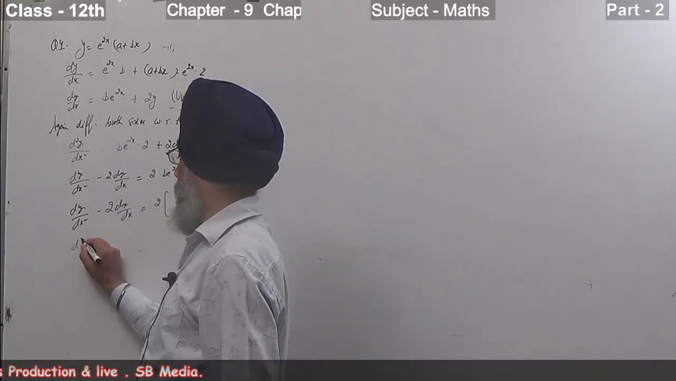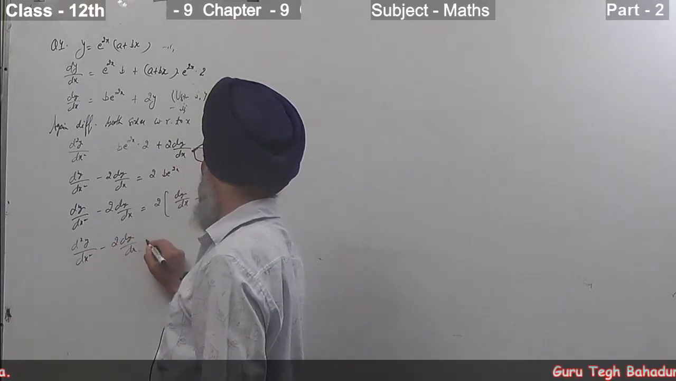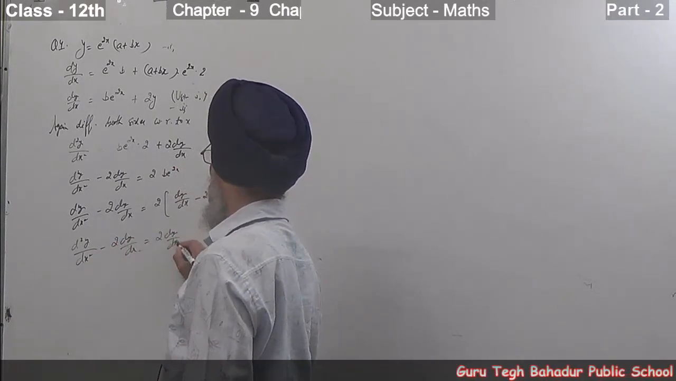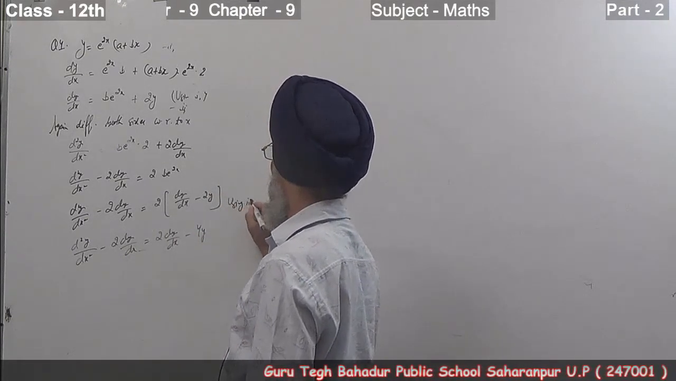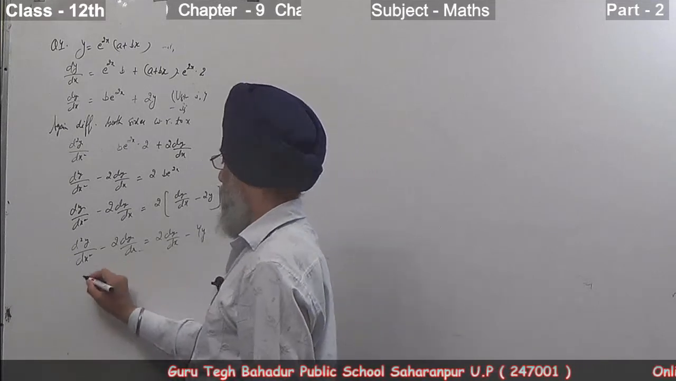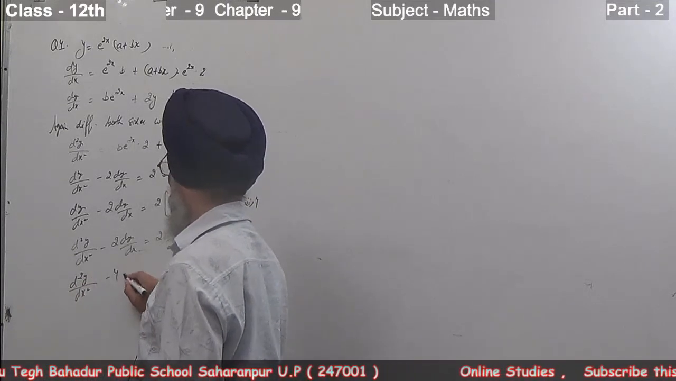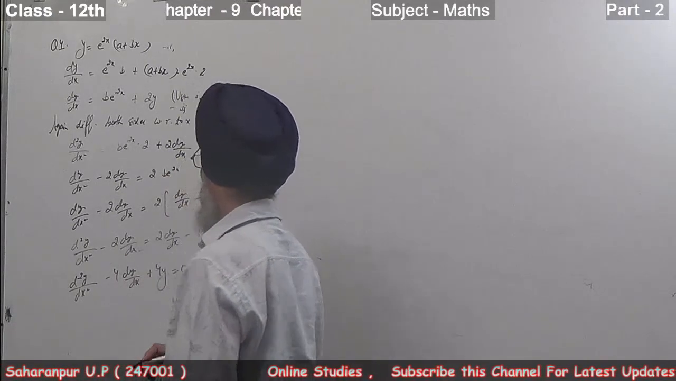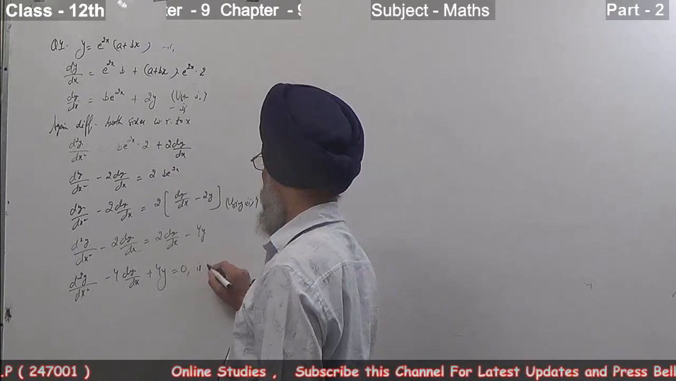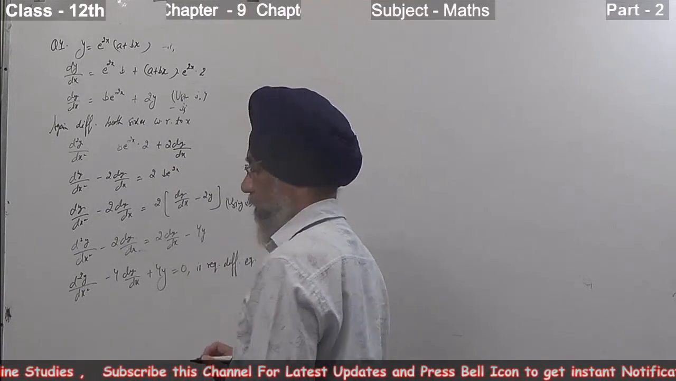So it's d square y upon dx square minus 2 dy by dx equals 2 dy by dx minus 4y, using second. So it is d square y upon dx square minus 4 dy by dx plus 4y is equal to 0, which is the required differential equation.